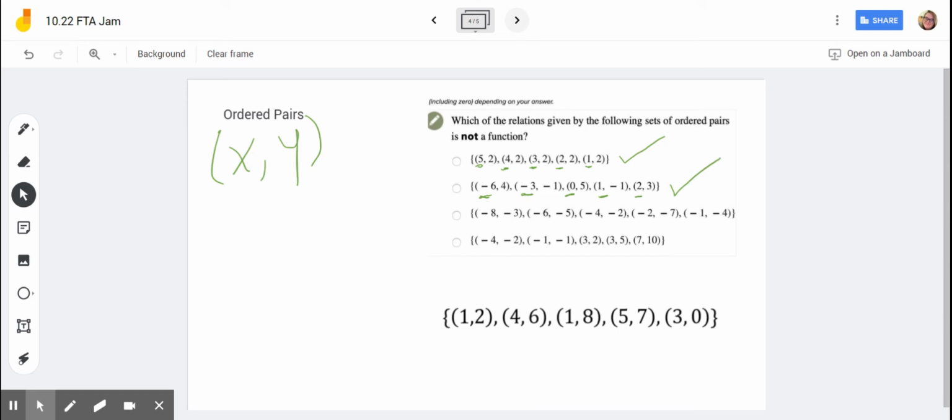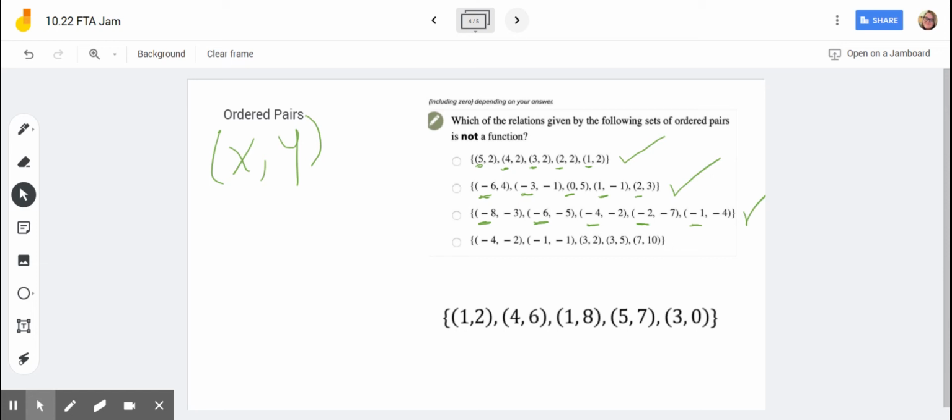Next up, we have -8, -6, -4, -2, and -1. Each one of those is different, so this set of ordered pairs is also a function. And the last one must be our answer because we've eliminated the other answer choices.